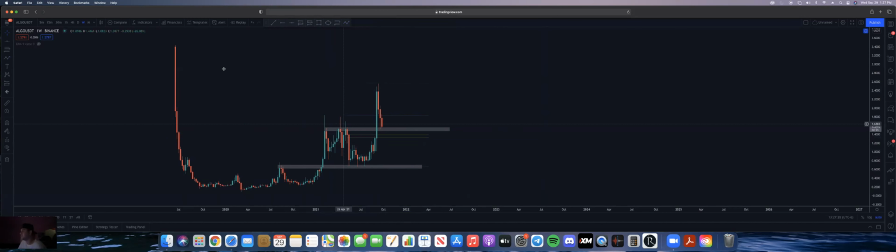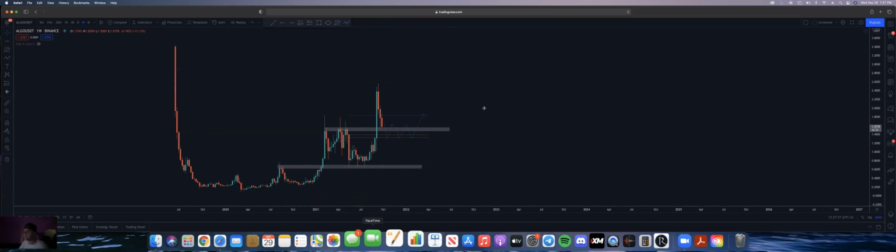Now, some people might be like, oh, this is invalidated, but what we're really looking for is wicks, kind of like how this wicked away from the zone here. You can see it came in and wicked and then closed above the zone. That's actually a really nice indication that this zone is holding as support at the moment. So what I'm looking for is for price to play around, wick down here and close above the level. And it could do that a couple of times before finally bottoming out, kind of similar to what has happened down here.